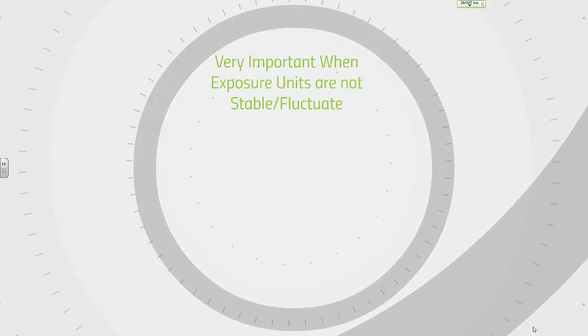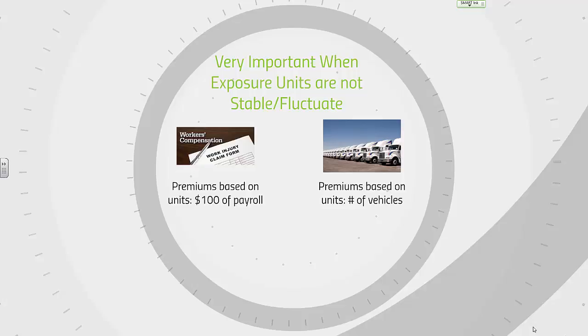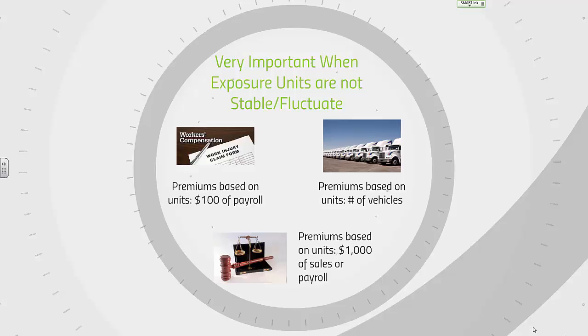Premium auditing is especially important when the exposure units are not stable or when they fluctuate. For example, the unit of exposure for workers' compensation is $100 of payroll. In other words, the premium is the rate times each $100 of payroll. For commercial auto, the premiums are based on the number of vehicles, or the rate times the number of vehicles insured. And for general liability, premiums are based on $1,000 of sales or $1,000 of payroll.